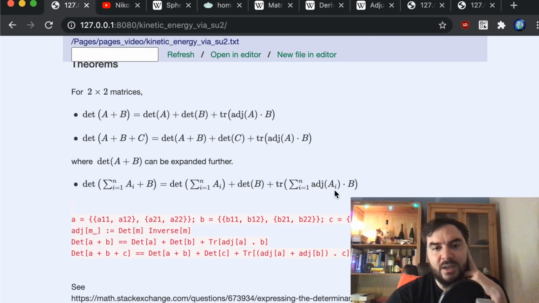If you take this by induction, you get that. Actually, I never found this formula anywhere. There are Stack Exchanges where you can find this formula, and from this formula you can get to this formula by an induction step, and so on and so forth.